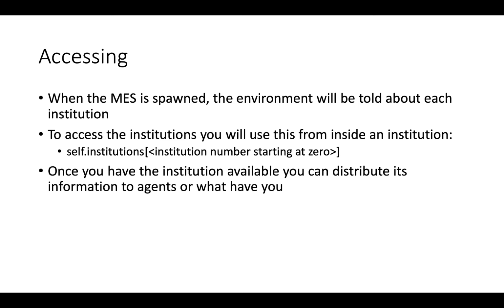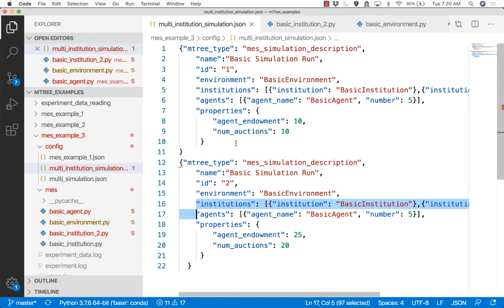So once you have this institution available inside the environment, you can in fact distribute it to the agents and what have you. If you use the mTree examples repository, you can look at the MES example 3, which has been updated to include multiple institutions. From the configuration file, you can look at the multi-institution simulation.json, and you will see an example of a configuration with multiple institutions.